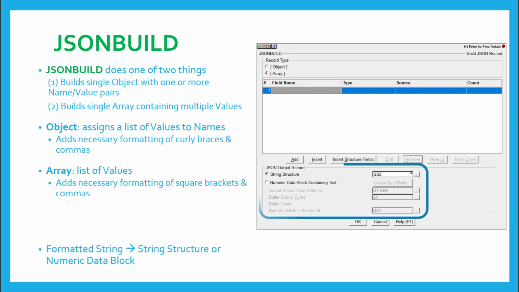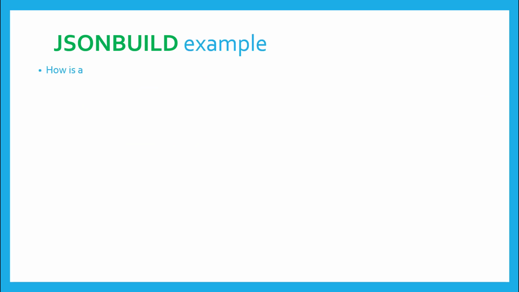At the bottom of the JSON build is the JSON output record box. Regardless of whether you use the instruction to create an object or an array, you will here have to tell it where to place that newly created record. You have the choice of putting it in the standard elements of SS, SL, or your user-created string, or it can be stored in a numeric data block containing text. We'll see how that will be important later on.